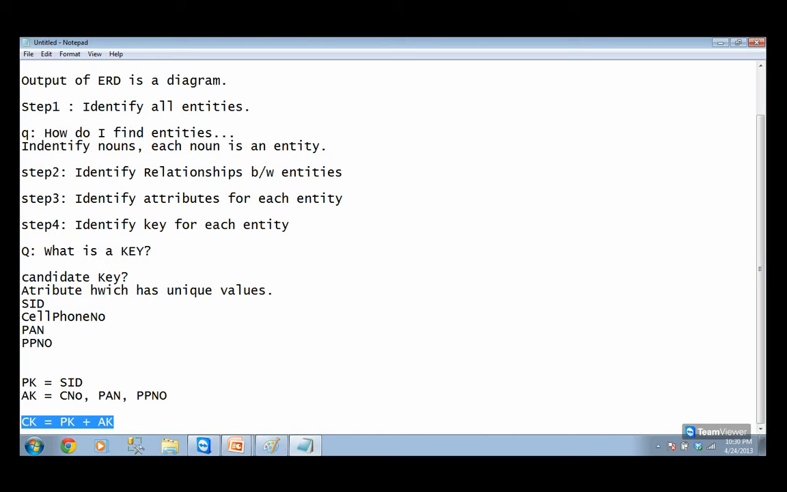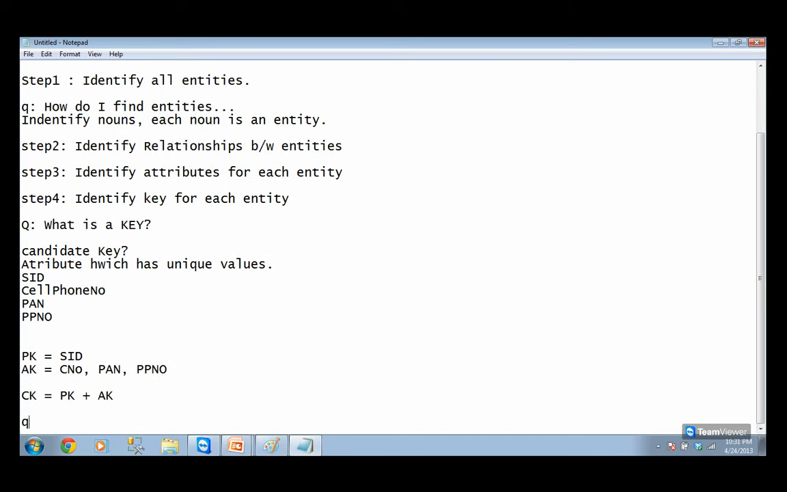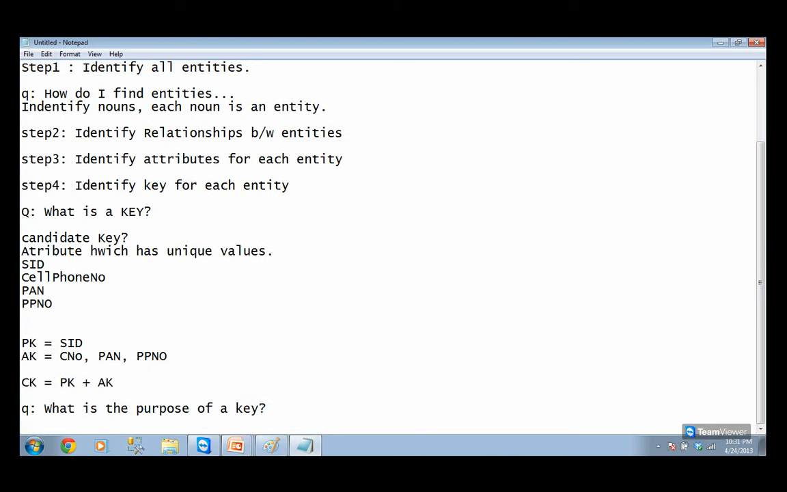So what is the purpose of a key? The question is, what is a key used for? The answer is, it is used to retrieve a single instance or a group of instances.